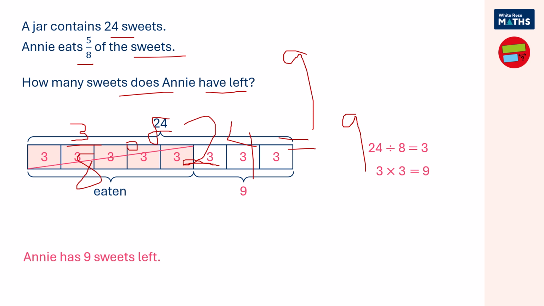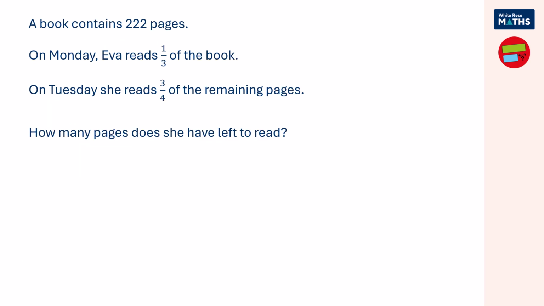Next part, okay, a book contains 222 pages. On Monday, Eva reads one third of the book. On Tuesday, she reads 3/4 of the remaining pages of the book. How many pages does she have left to read? Well, let's do 1/3 of 222 first.